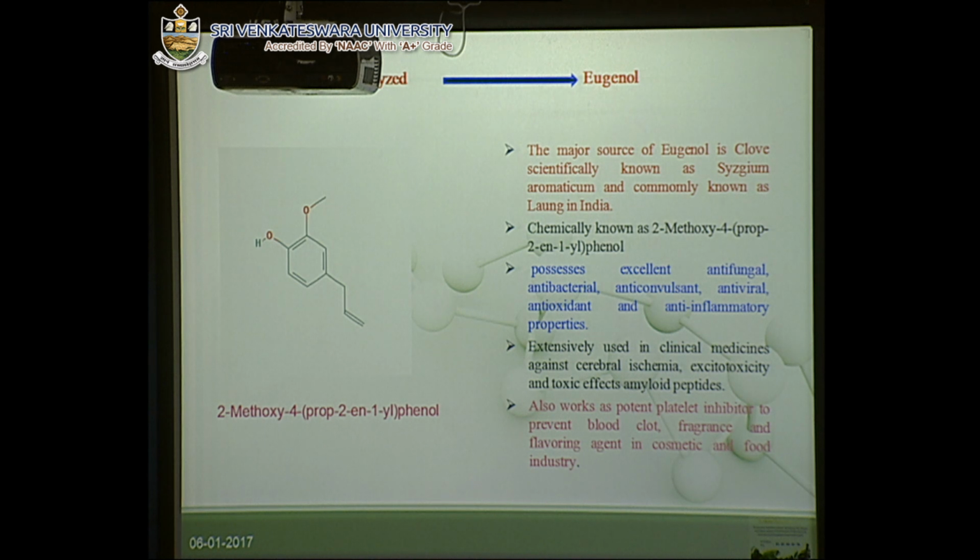Long is a very important substance in Hindu mythology, used everywhere whenever a fire ritual is there. It is known by its botanical name and possesses excellent antifungal, antibacterial, anticonvulsant, antiviral, antioxidant, anti-inflammatory properties. It also works as a potent platelet inhibitor to prevent blood clots, and as a fragrance and flavoring agent.